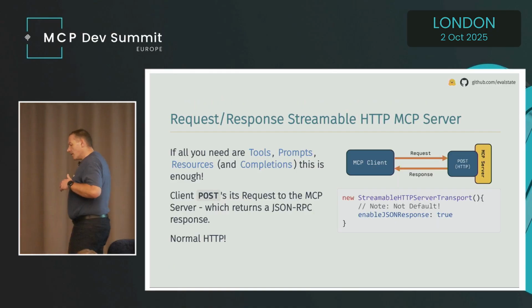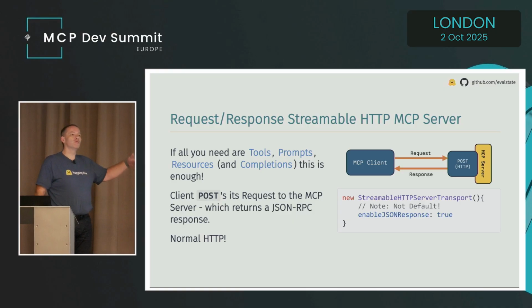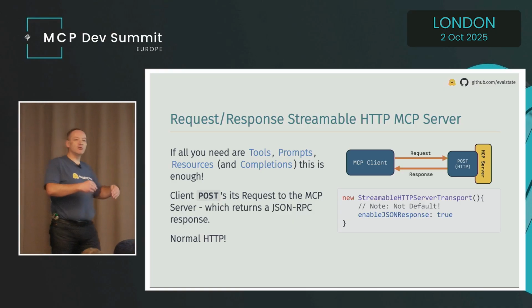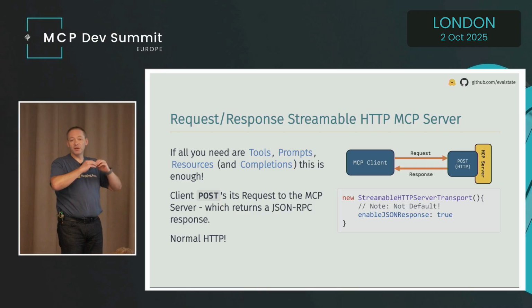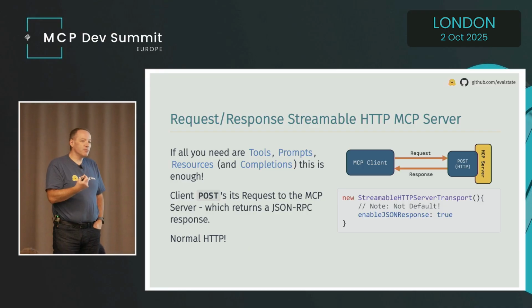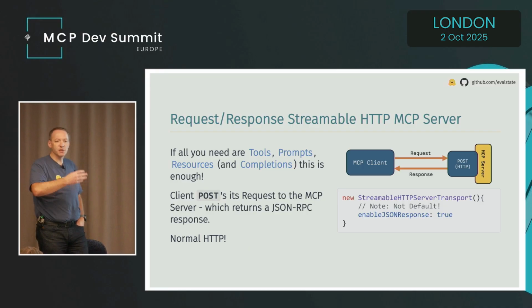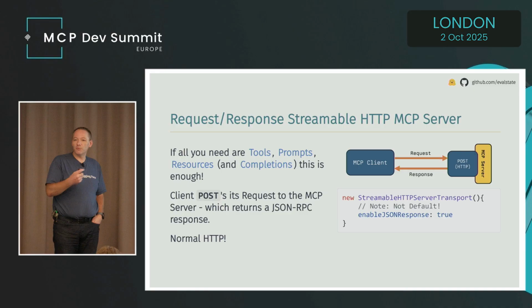So the very simplest server, if all you need is tools, prompts, resources, and completions, can just do a straightforward HTTP request and response. The host application sends a JSON RPC packet up to the server, you get an HTTP response, and it just works. Thing to know, the default setting in the transports is not to do this. So if you want this behavior, where you just do the request and response, the example for the TypeScript SDK is there. You need to say enable JSON response is true, which is what that setting does.